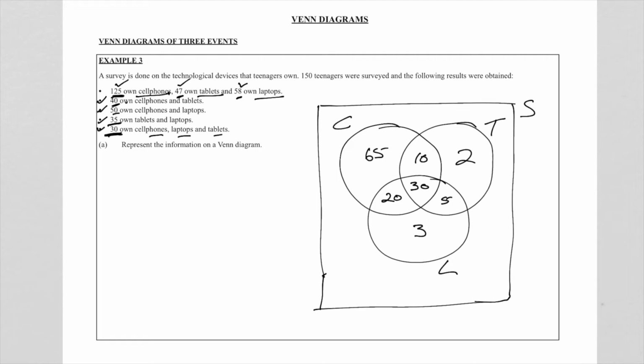So the very last thing before we start looking at the questions is we need to determine if there's maybe anything outside. Don't just assume there's nothing outside. You must be aware that it was given to us that there are 150 teenagers that were surveyed. So that is our sample space. So that 150 represents the sample space.